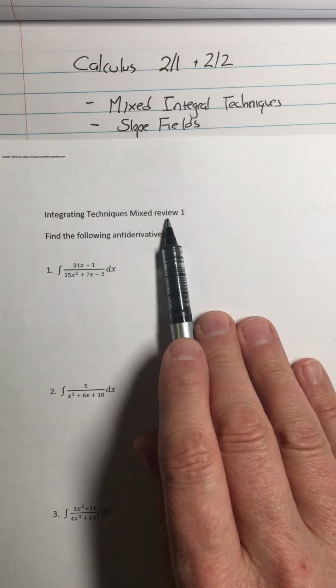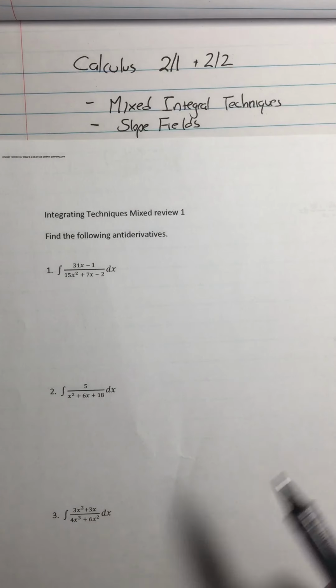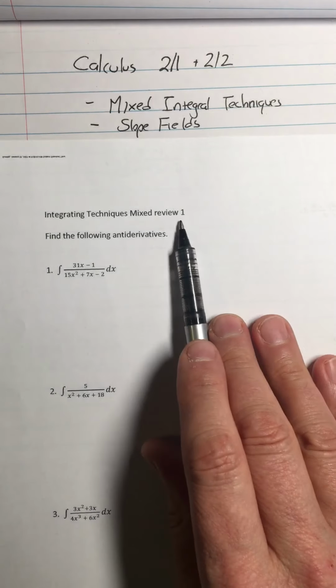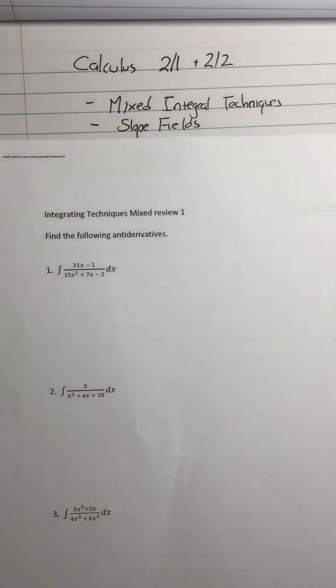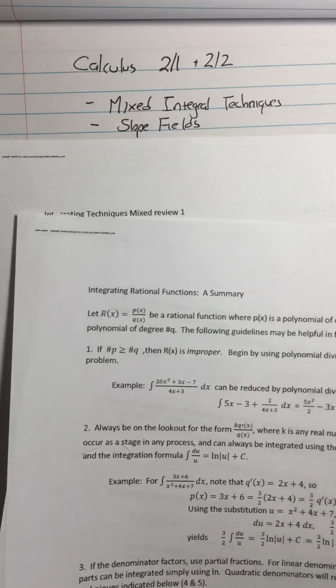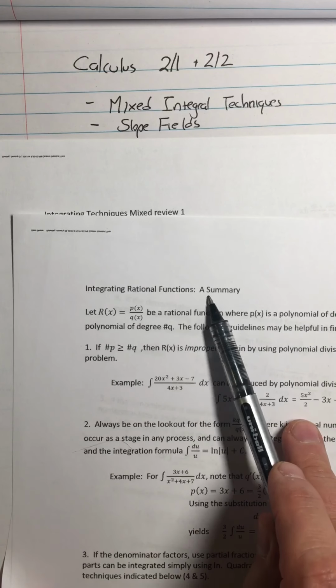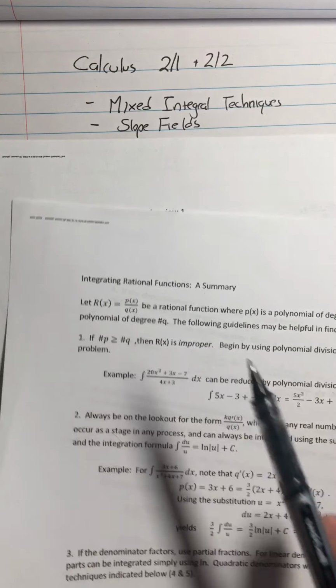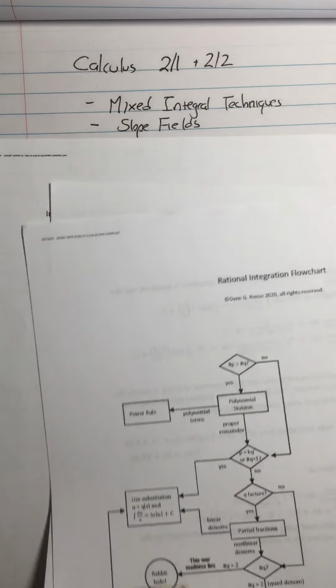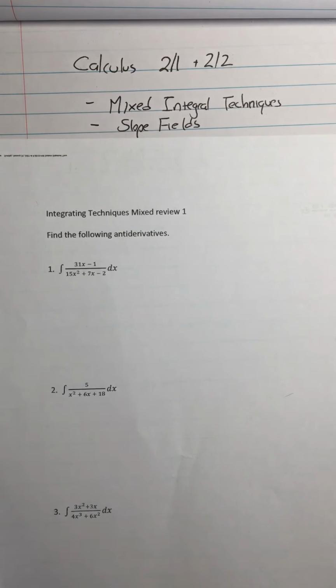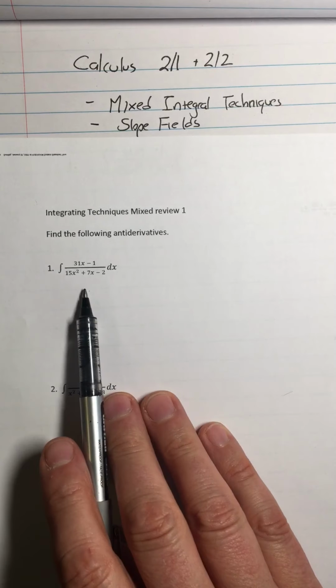We have mixed review 1. We have mixed review 2, which is going to be the homework part of this. Mixed review 1 we're going to do now, so you want to have that. The other thing you want to have in front of you is, I've posted this before, I'm posting it again, the summary for integrating rational functions. I have this both in a text form and a flowchart form. We will use them both today, and we'll see how they work. All right, so without further ado, let's do number 1.